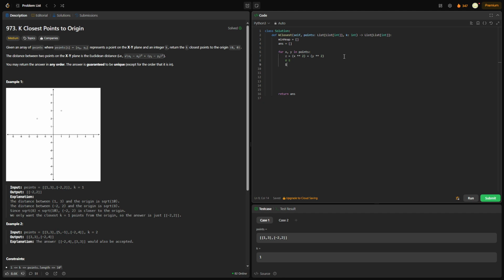So these are our 2 points. Now, regardless of whether we keep it like this or we square root these, it's not going to change. Does that make sense? The square root of 10 is still going to be bigger than the square root of 8. So we're not actually going to square root anything because it just adds overhead that we don't need. That's why I'm not doing the square root, and why you shouldn't either. Okay, so we're going to make this a min heap. We're going to append all these points.